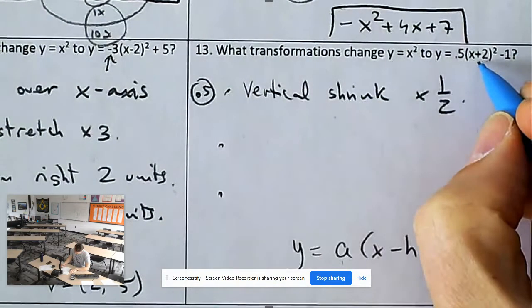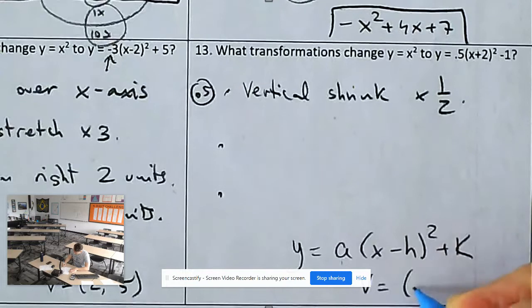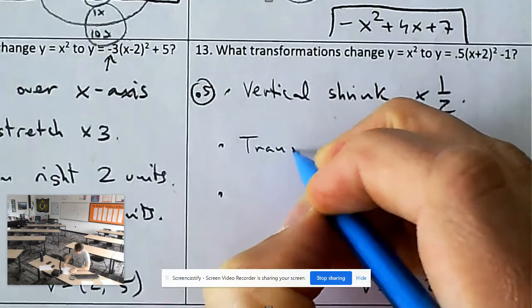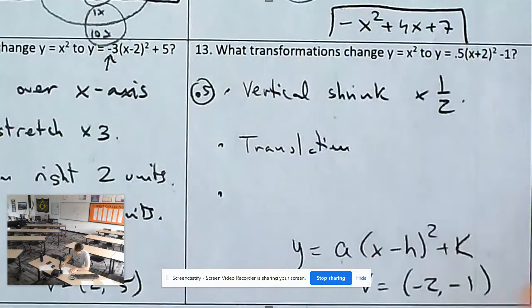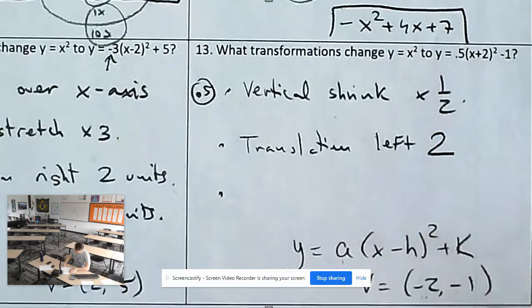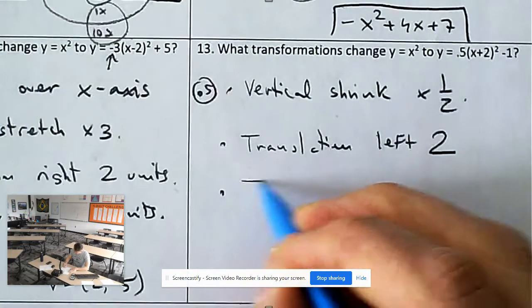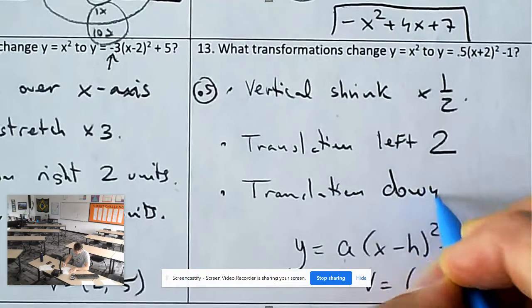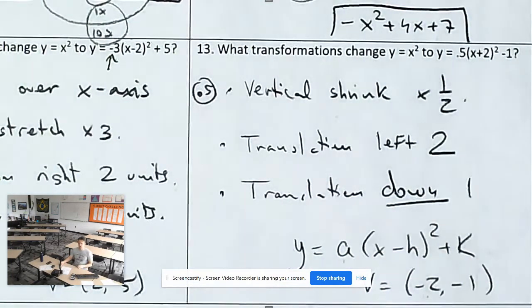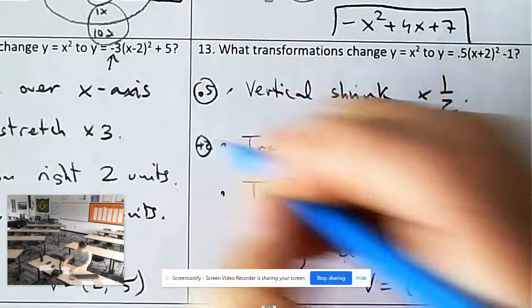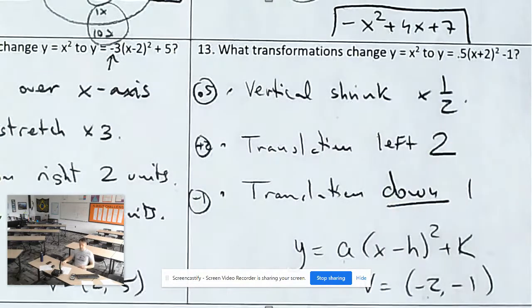Then, of course, this vertex is going to be at the point -2, -1. So that is a translation left 2, because we got to go to -2. And then that -1 is going to be a translation down by 1. Those are your 3 transformations. That's the 2, and that's the -1.